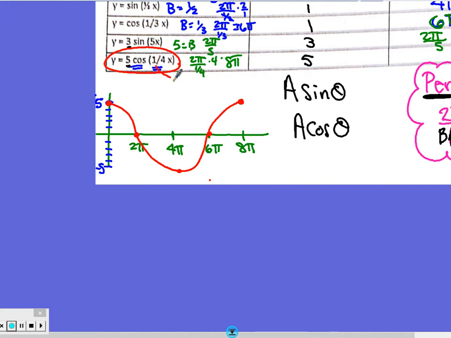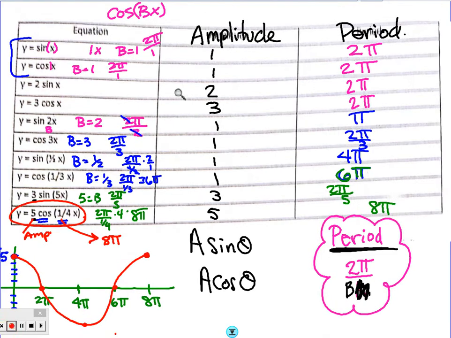So our period changed to 8 pi because of our b. 2 pi over b told me my period, and this was my amplitude. This stuff gets really fun. Aren't you having fun? Oh my goodness. All right, go back. Thank you.